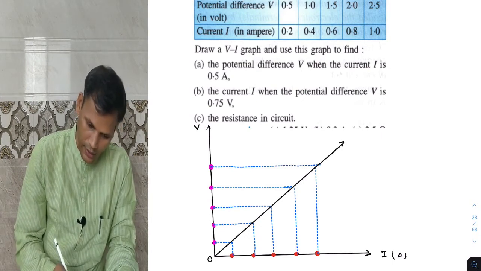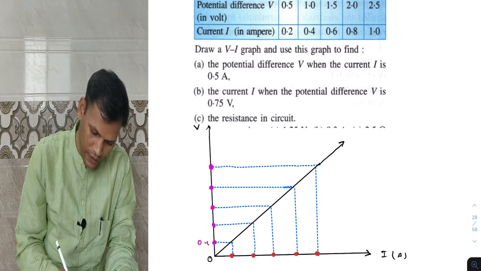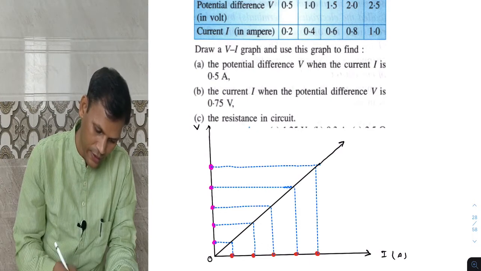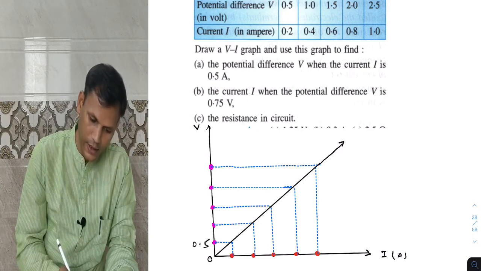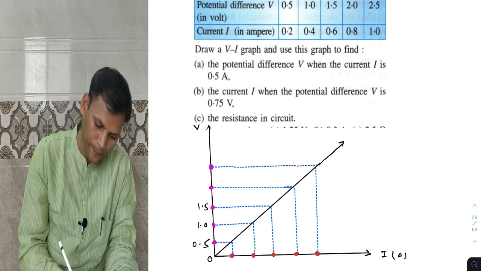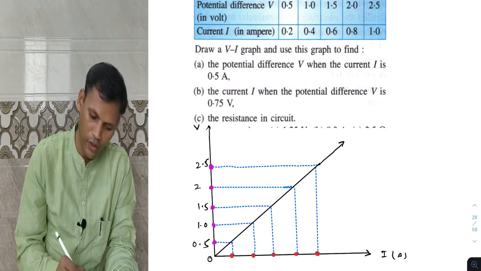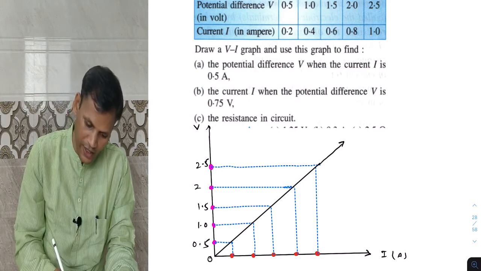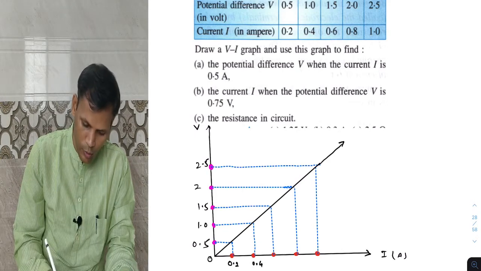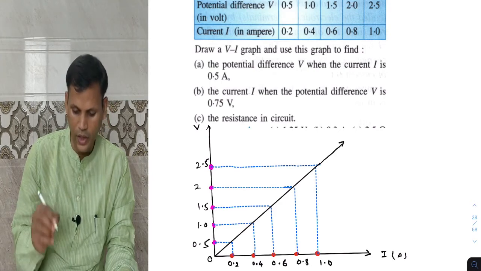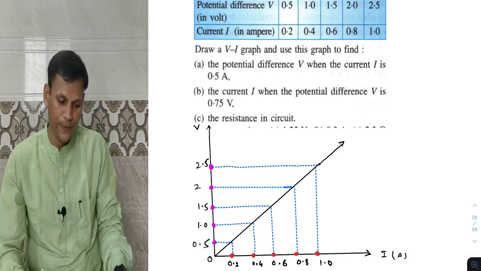So we can write here all the terms. It starts with 0.5, then 1.0 or simply 1, then 1.5, then 2, then 2.5. All are in volt. Next, in current, for these corresponding values we have 0.2, 0.4, 0.6, 0.8 and 1.0, that is 1. Right, so this is the graph now.